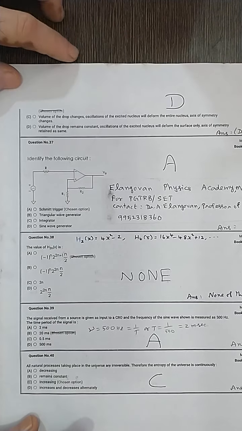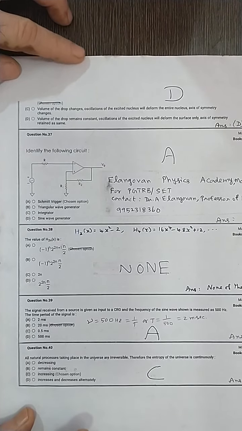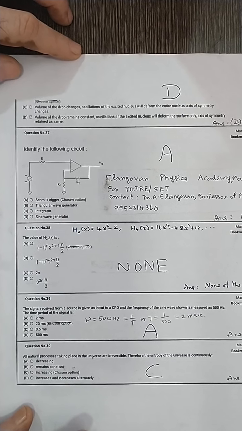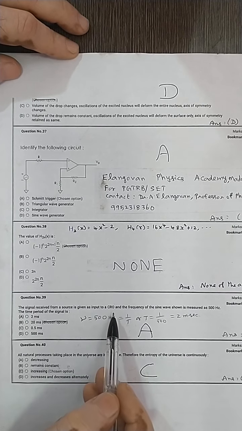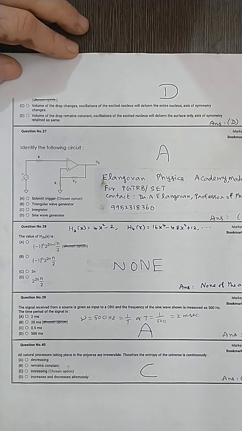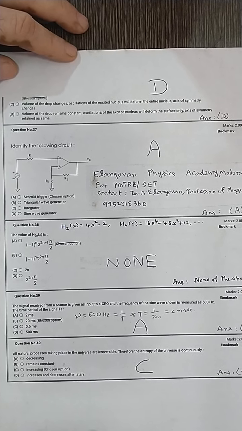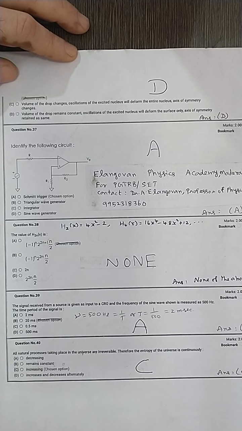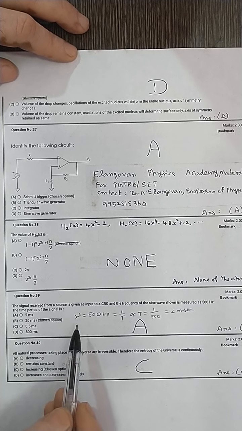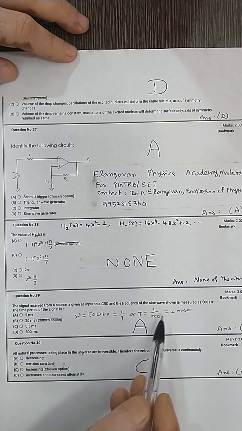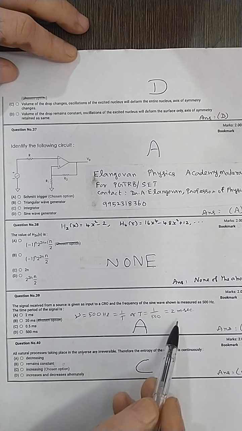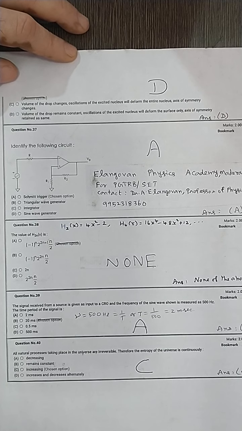And the question number 39, the signal received from a source is given as the input to a CRO, and the frequency of the sine wave shown is measured as 500 hertz. So you are asked to find the period. Frequency is 1 by T. So T is equal to 2 milliseconds. Option A is the correct one.